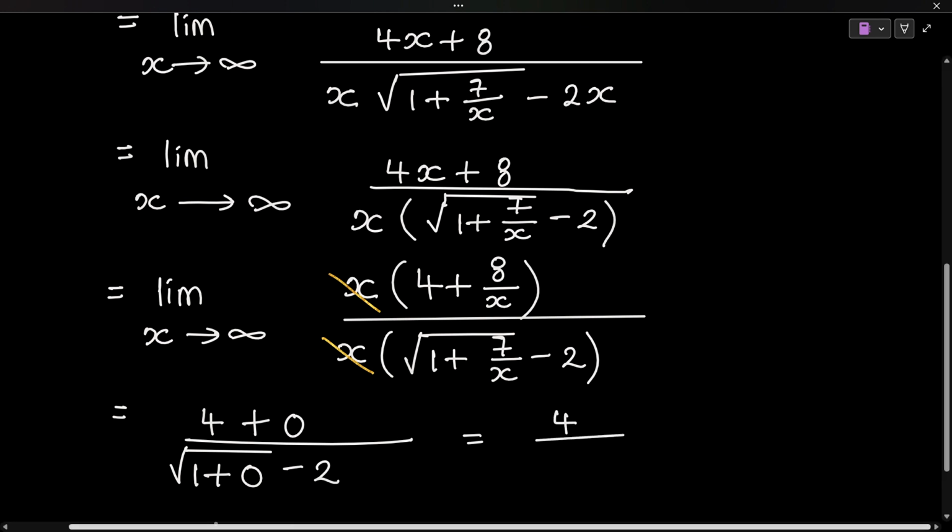Simplifying the denominator, we've got the square root of 1, which is 1, and 1 minus 2 is going to be negative 1. 4 divided by negative 1 is negative 4 as our final answer.